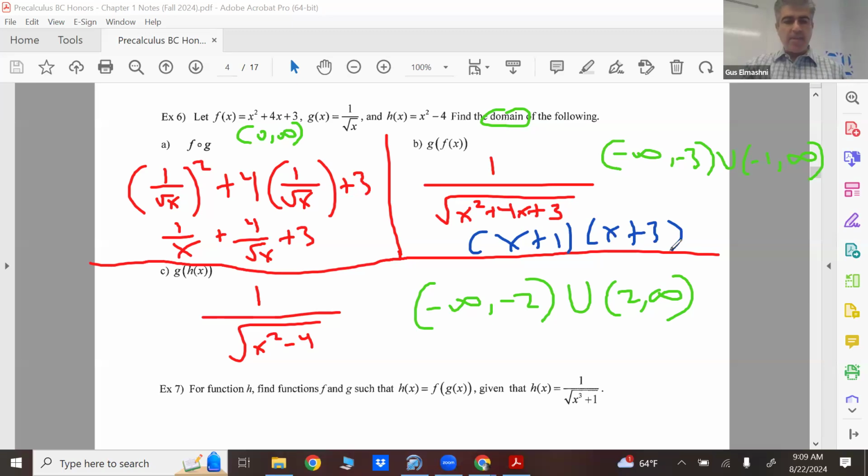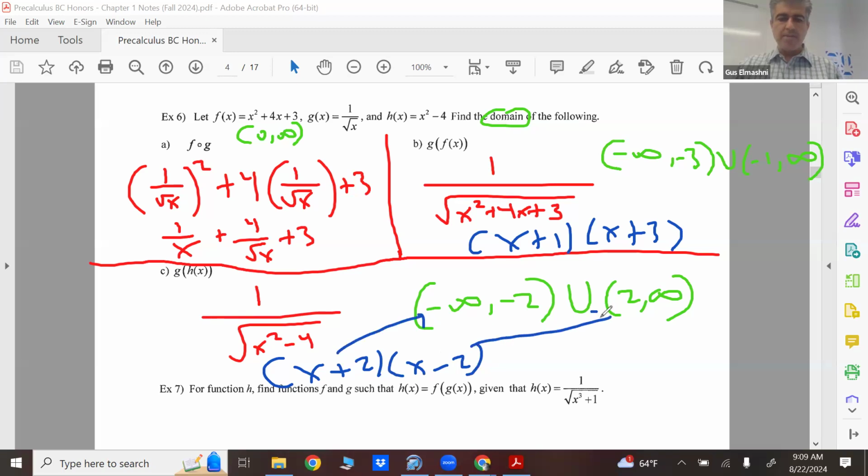For C, same thing, don't go in between. That's x minus 2 times x plus 2. So you can't go less than -2 or greater than 2. So this goes with this and this goes with this. That makes more sense. And again, you can't include them. So your homework will include some of these things. And then lastly, example 7.